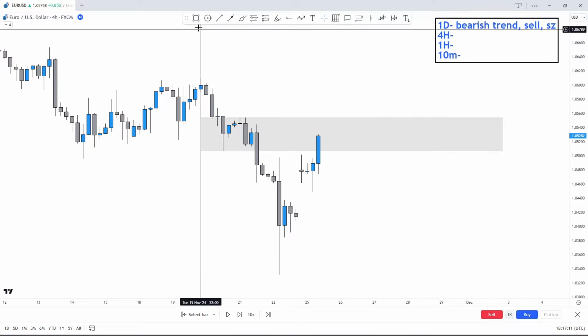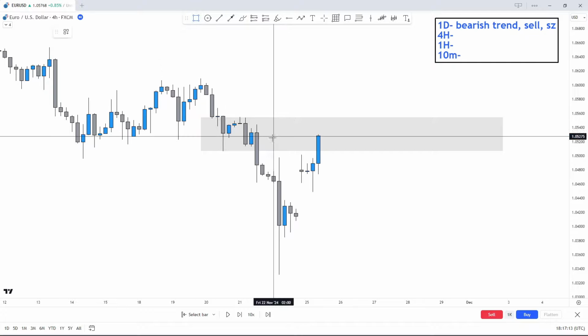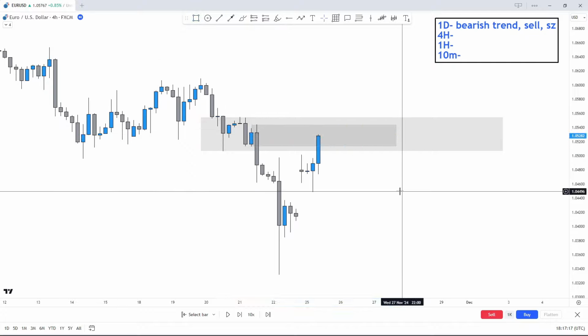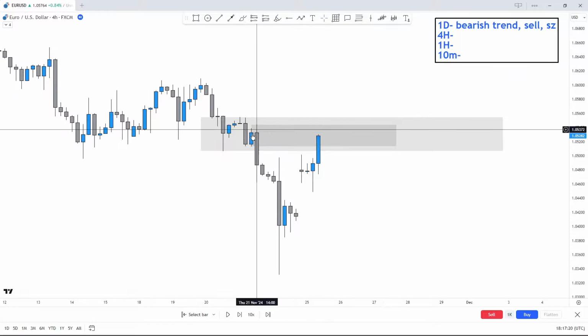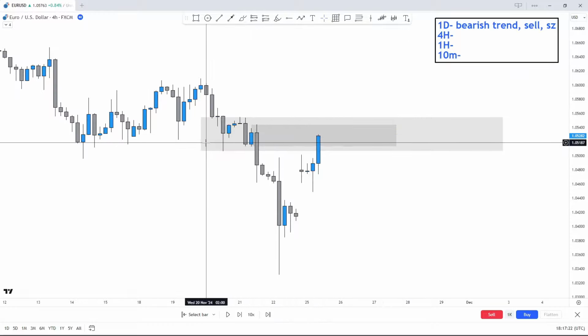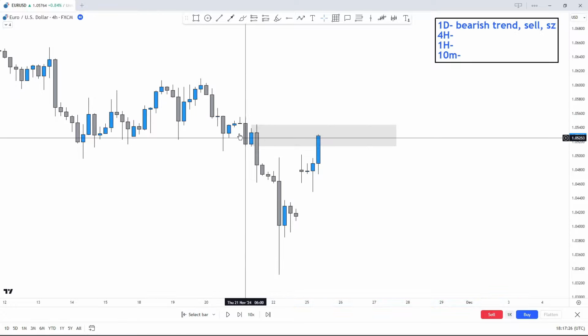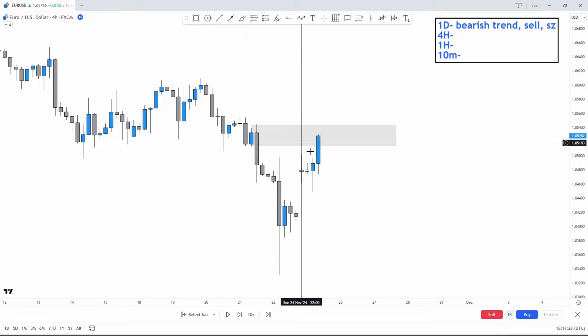What do we see on the 4 hour time frame? We see a much clearer version of the supply zone which we are talking about. We can see it very clearly right here that price is tapping into this 4 hour zone right here. So we can delete that 1 day zone as we've refined it down to this 4 hour zone.